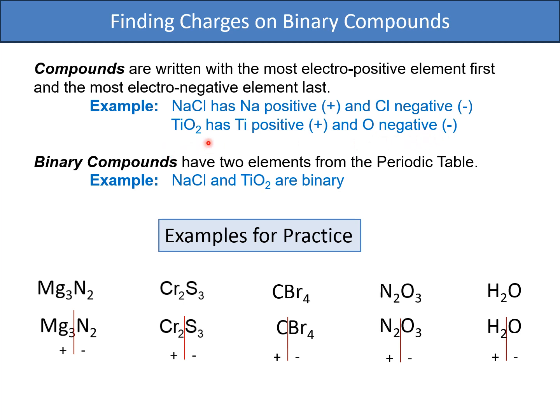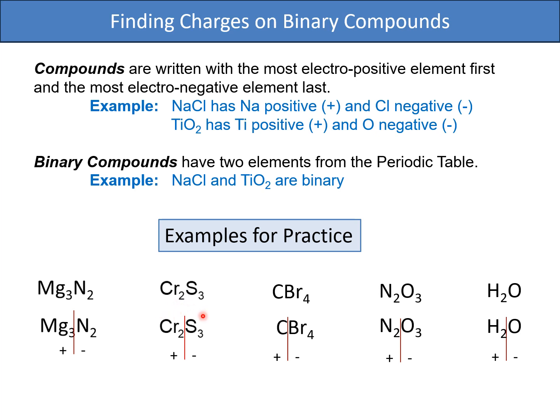When we talk about a binary compound, it simply means you have two elements from the periodic table. Don't count these subscripts when you talk about whether it's binary or not, okay? It's basically one sodium and one chlorine, or one titanium and two oxygens, but it's oxygen and titanium. You get it? All right, so if we were to look at some examples, magnesium nitride, what you have is the magnesium with a plus and the nitrogen with a negative. So if we split it in half, you get a plus side and a negative side.